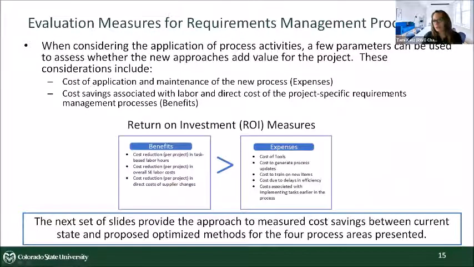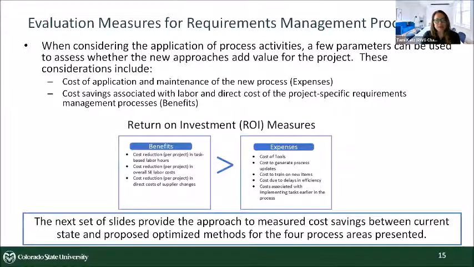So you have to have some series of measures to understand your return on investment. Is it worth buying that tool? Is it worth training your staff? So I looked at different measures that we can consider on a project, and the cost of application and maintenance of any new process and tools would be your expenses. Your cost savings then would be perhaps something you can measure associated with labor savings. It will take your team less time to do something. Perhaps direct cost savings. You're not spending as much time with change orders with your suppliers.